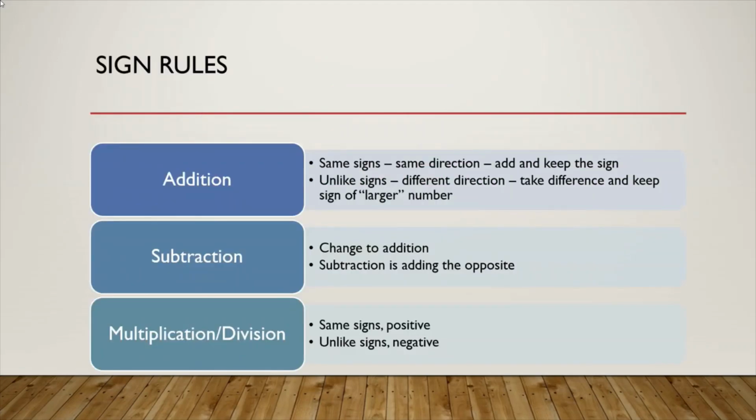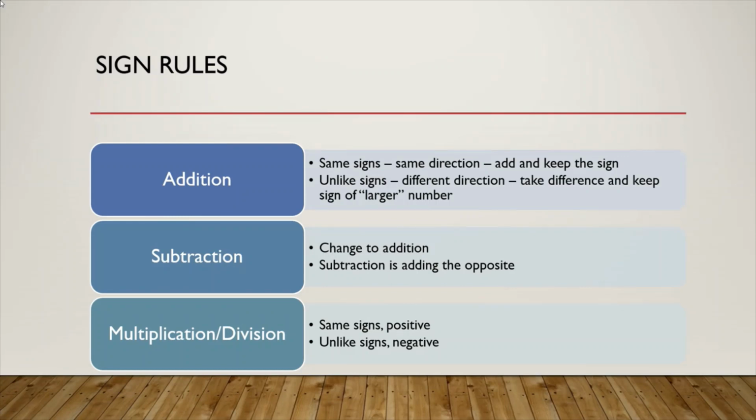So here are some sign rules. For addition and subtraction, they're kind of similar. With subtraction, you can just change it to addition by subtracting the opposite. With addition, if the signs are the same, that means that they're going in the same direction. So a positive plus a positive equals a positive. You would add those two numbers together and keep the sign.